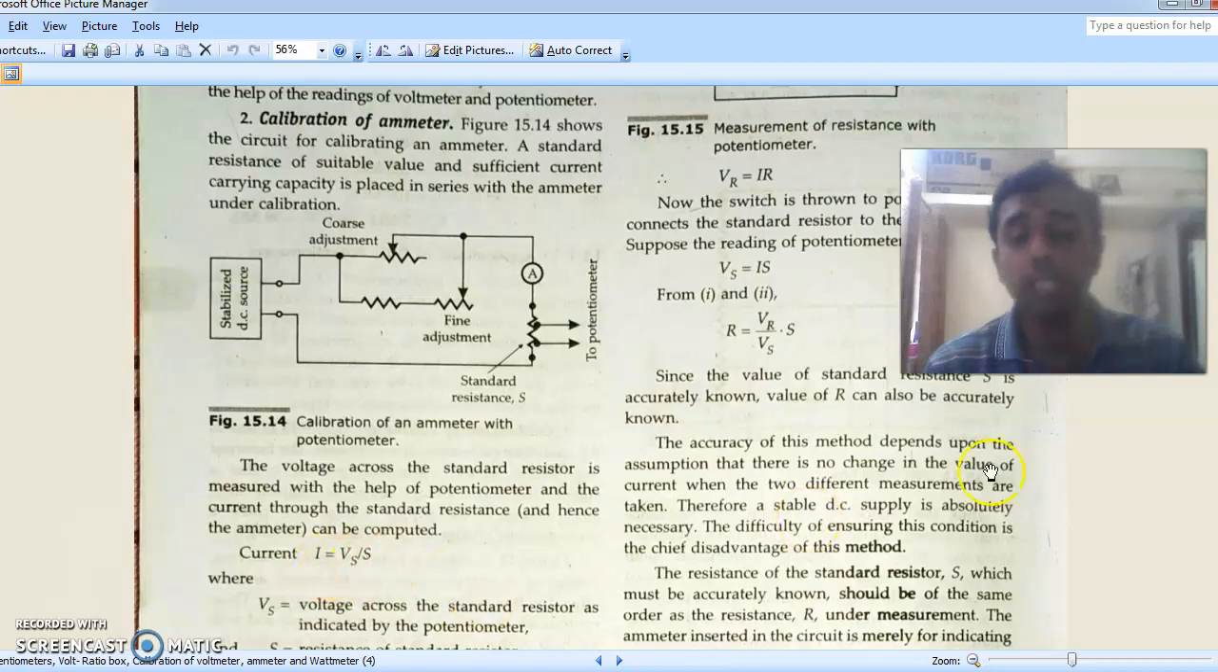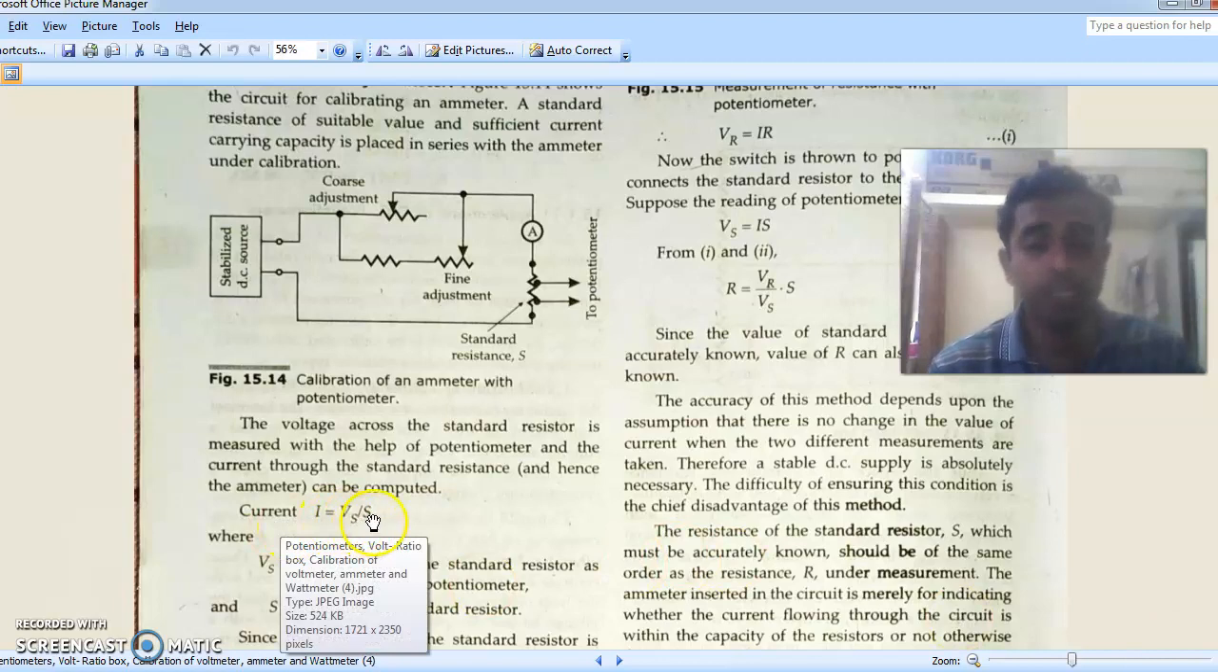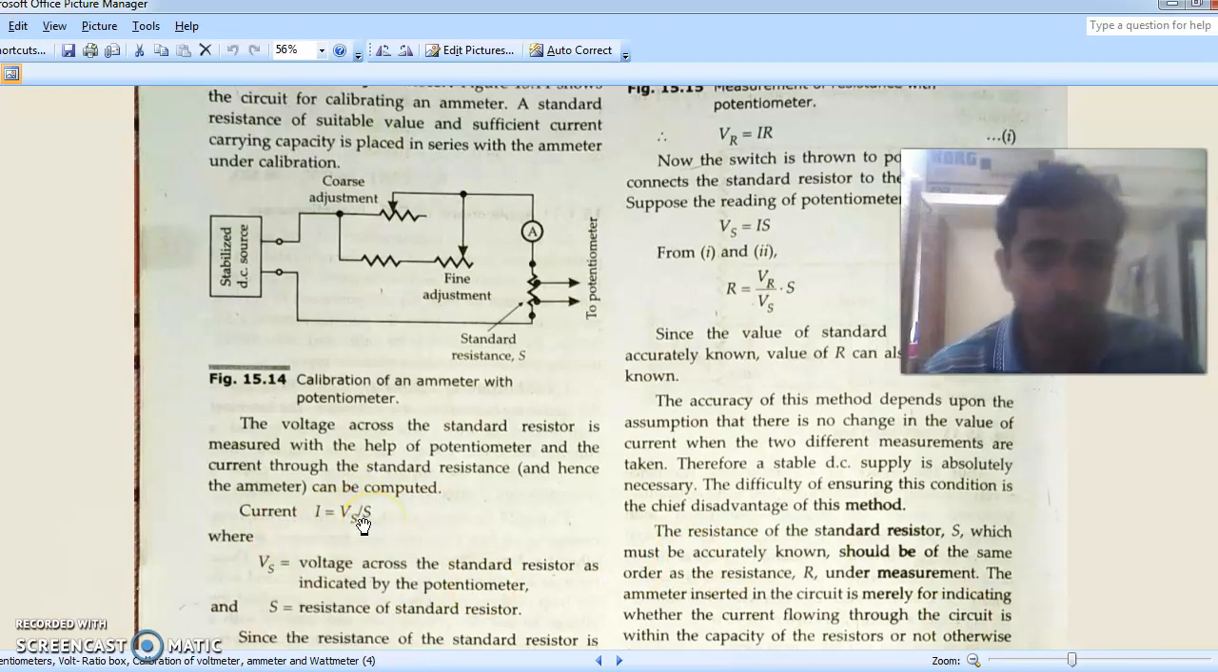Now imagine a situation where we can directly get the value of current from the voltage. If the standard resistance is kept as 1 ohm, then Vs divided by 1 ohm is nothing but Vs. So then we get I equal to Vs. Whatever is the reading of the potentiometer will be the true value of the current, and the true value of the current obtained in this way is compared with the ammeter reading. So we can compare the reading of the ammeter with this true value.